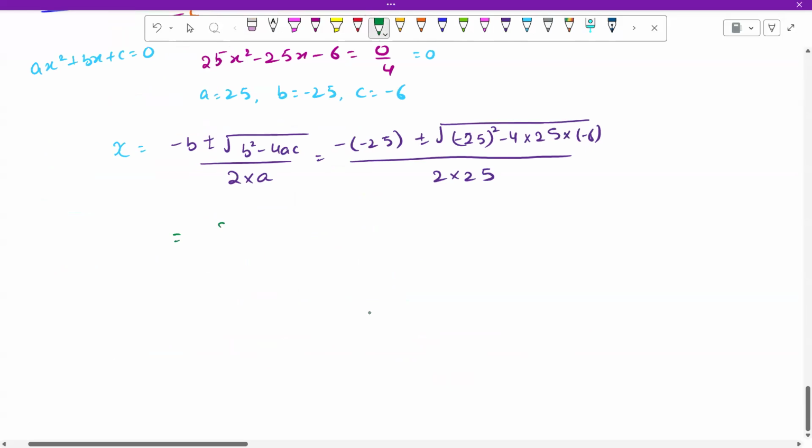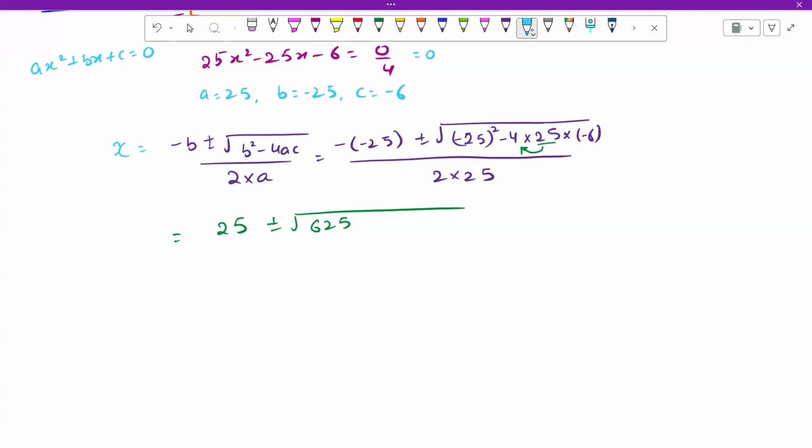So next is negative, negative is positive 25, plus minus 25 square is 625. 4 times 25 is, what is 25 fours? 100. So 100 times negative 6 is a negative 600 and there is a negative already. So this becomes a positive 600 over 2 times 25, which is 50, plus minus.